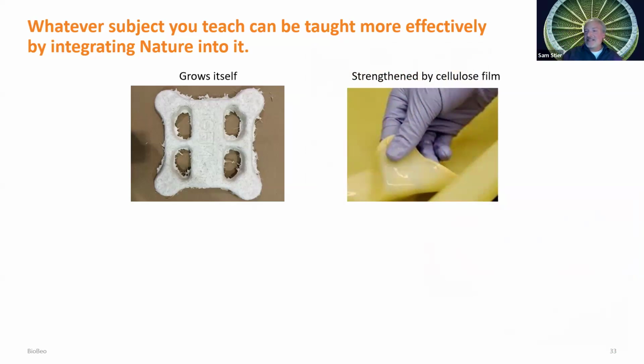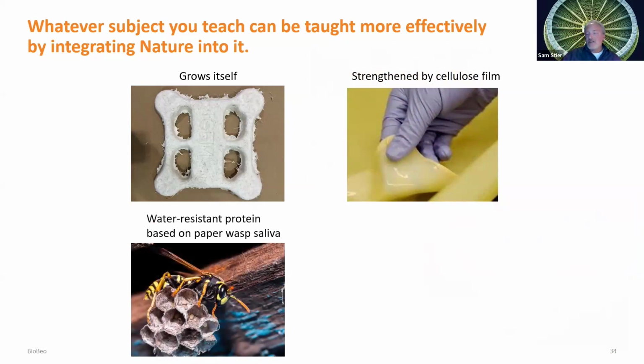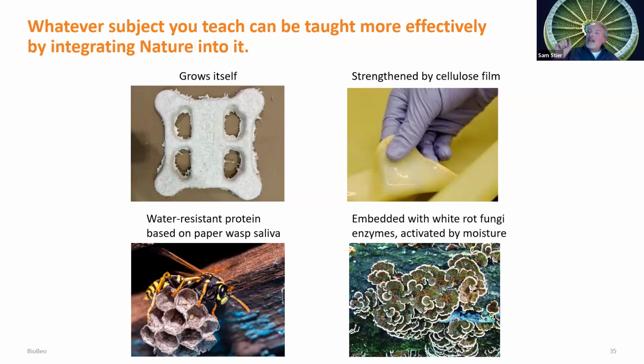So you've probably seen this if you've ever grown any of this yourself. But the bacteria and the yeast create a cellulose, and that was used to strengthen the body of the drone. It was further strengthened by using a protein that's actually produced by paper wasps that they use to protect their nests from water. And then the drone body was impregnated with enzymes from a fungi that speed up the biodegradation of the drone. So it's activated by moisture.